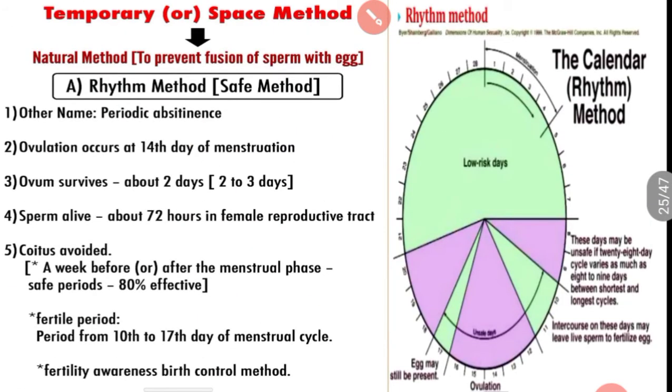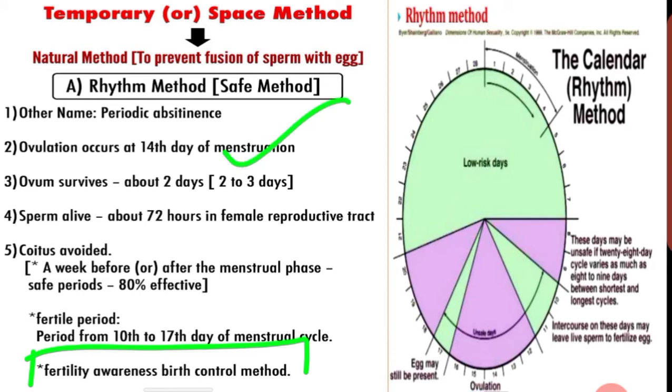First, the rhythm method or safe period method. This is the first temporary method we are going to see briefly. Another name is periodic abstinence, or it is also called the fertility awareness birth control method. Ovulation occurs at the 14th day of menstruation.